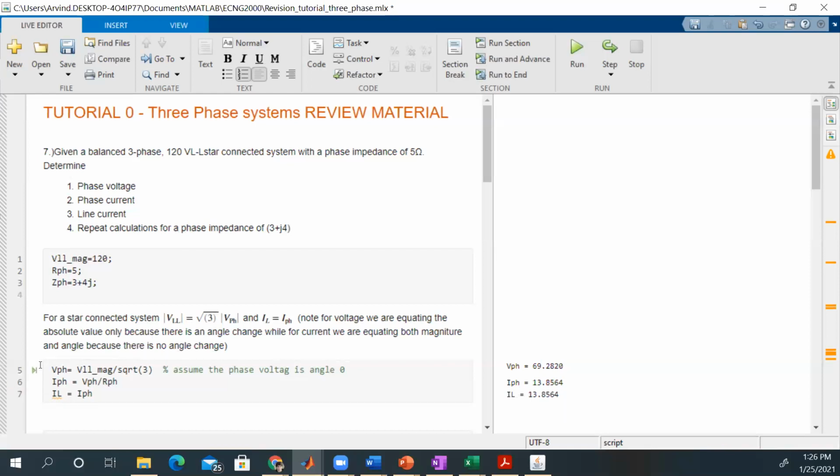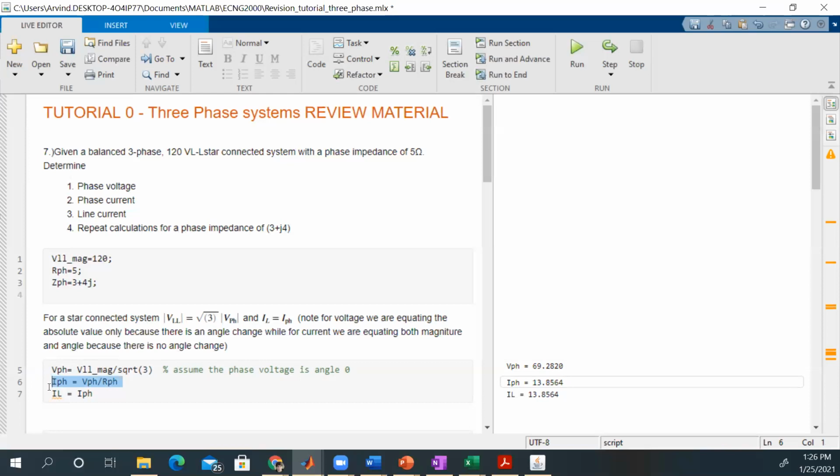So we have the phase voltage here, and we know the magnitude of the phase voltage is the magnitude of the line voltage divided by square root of 3. And I'm going to take the angle of the phase voltage as 0, right? So that's what I'm going to assume here. It doesn't really matter what you assume because the question didn't tell you anything, so you could assume any. Just for simplicity, I am assuming it is 0. I phase is then V phase over R phase, right?